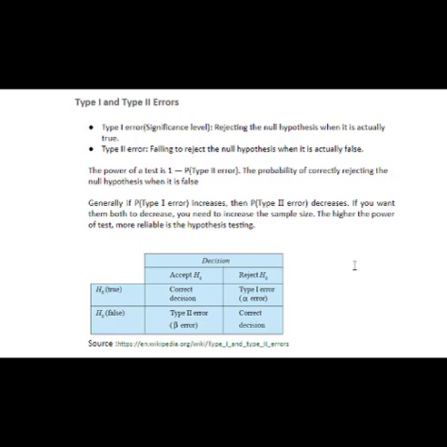If we want to decrease both type 1 and type 2 error, just changing the significance level will not help. In fact, it may make the situation worse. The way to reduce both type 1 and type 2 error is to increase the sample size. The higher the power of test, the more reliable the hypothesis testing.